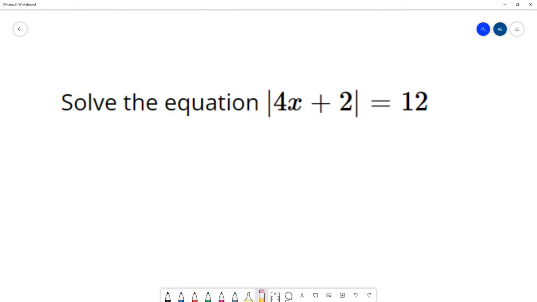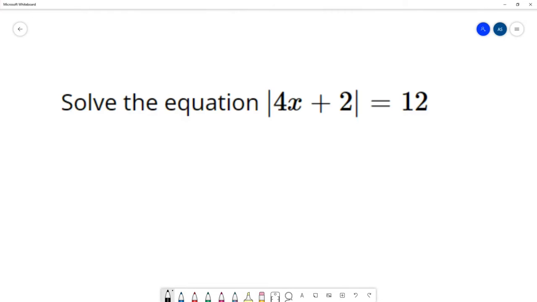We have an absolute value equation on this one. We want to solve the equation absolute value of 4x plus 2 equals 12. Now with absolute value equations, you have to consider two possibilities.